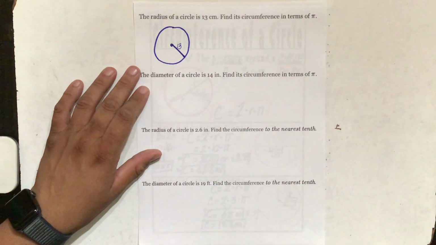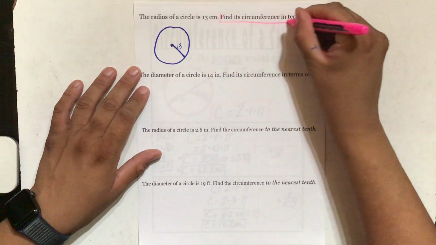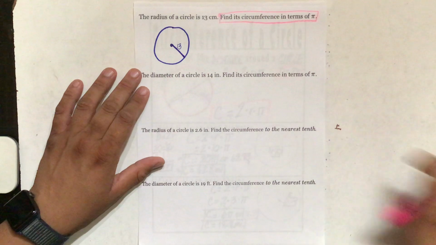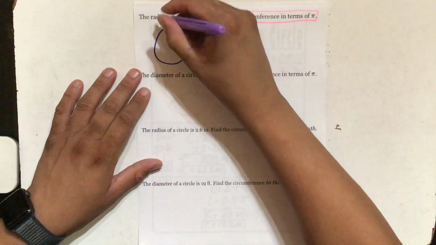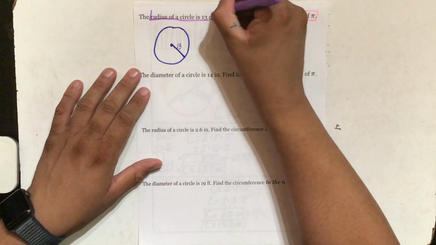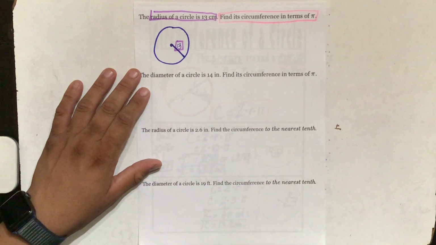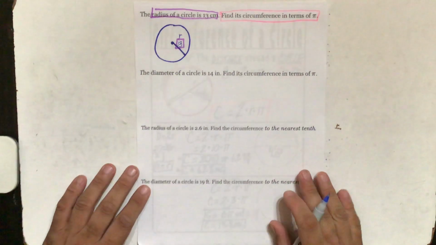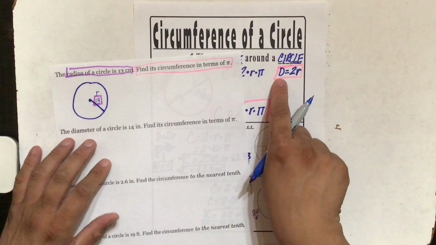Find its circumference in terms of pi. Find C. Find its circumference in terms of pi, right? So we know that this is my radius, and my radius is in purple, right? This is my R. My R is in purple. Now in this case, we're not dealing with diameter. There is no D.